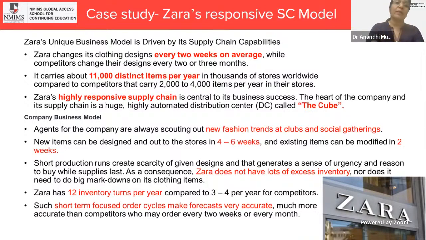So once immediately after the production, it is being distributed across the globe, and they have 12 inventory turns per year. So we call this the inventory turnover ratio. The higher the inventory turnover ratio, the better, because so many times your inventory is getting replenished. So that means it is fast moving.